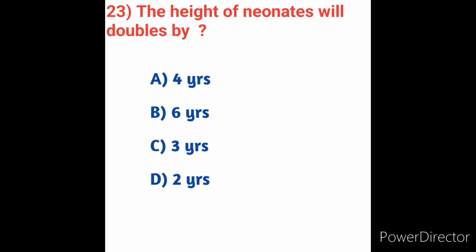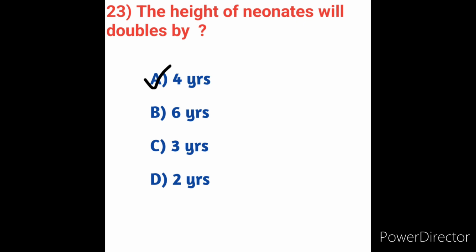We will see here the options. Option A 4 years, option B 6 years, option C 3 years, option D 2 years. In general, length in full-term infants increases about 30% by the age of 5 months and more than 50% by the age of 12 months. The height doubles by the age of 4 years. So here option A is the correct answer.